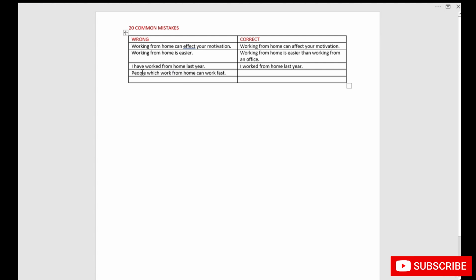people should be followed with who, and we should use which when we are talking about objects. And the correct version would be people who work from home can work fast. And the last one is about expressing feelings or expressing the adjective, and it's one of the common mistakes. Let's look at this example. Working from home can be bored.